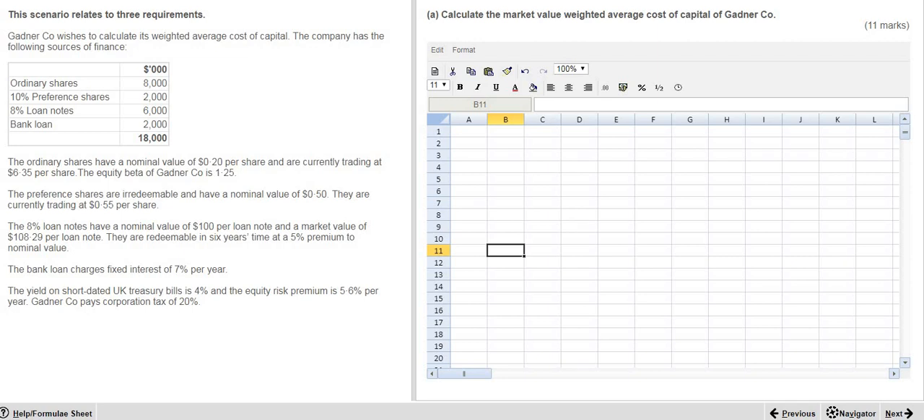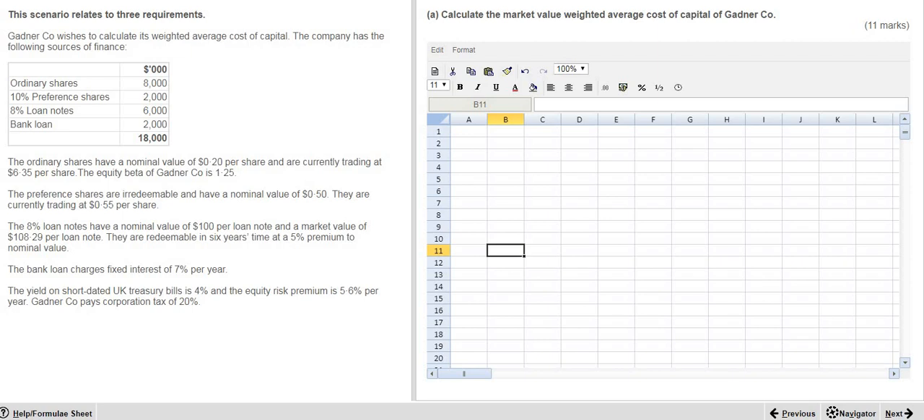Now, if the examiner is asking you to calculate WACC based on book value, these are the figures I will use to represent my market value, because they're asking me to use the book value. So there will be no need for me to calculate the market value anymore. But the question is saying calculate the market value weighted average cost of capital, so it's important to know the difference between the two.